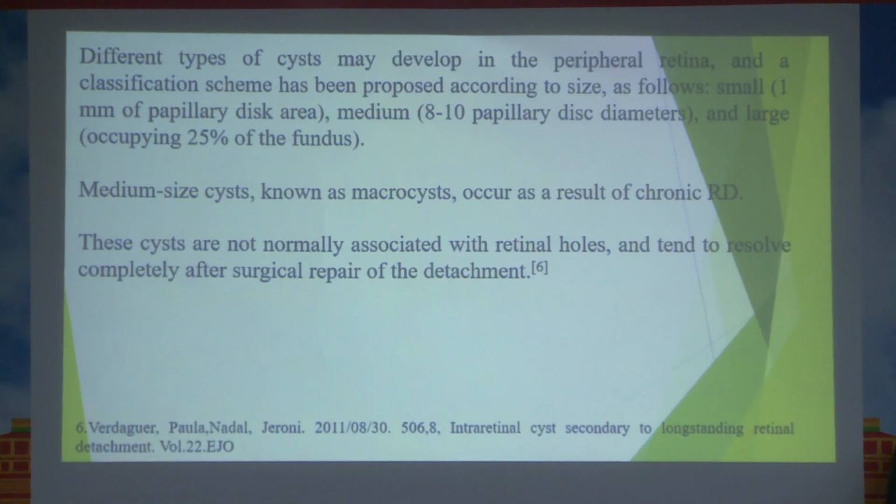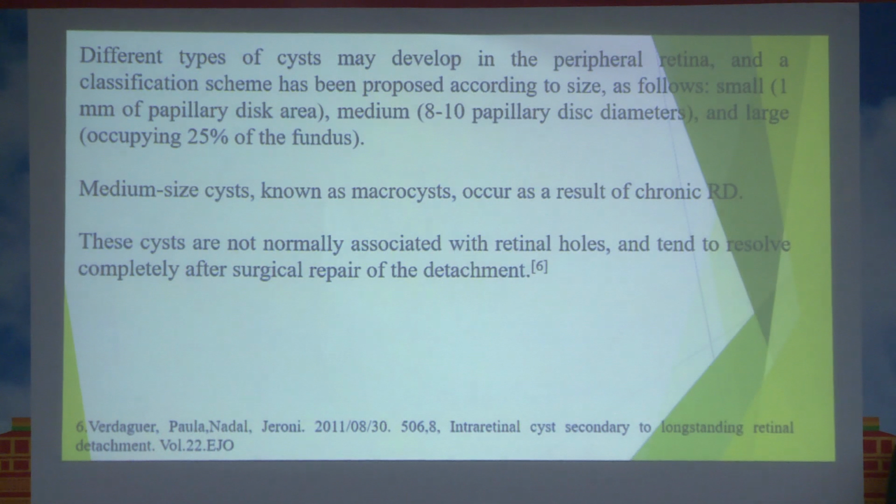Different types of cysts may develop in the peripheral retina, and a classification scheme has been proposed according to the size as follows. Small, which are about 1 mm of the papillary disc area, medium 8 to 10 papillary disc diameters, and large occupying 25% of the fundus. The medium-sized cyst, also known as the macrocyst, occurs as a result of chronic retinal detachment. These cysts are not normally associated with retinal holes and tend to resolve completely after surgical repair of the detachment.